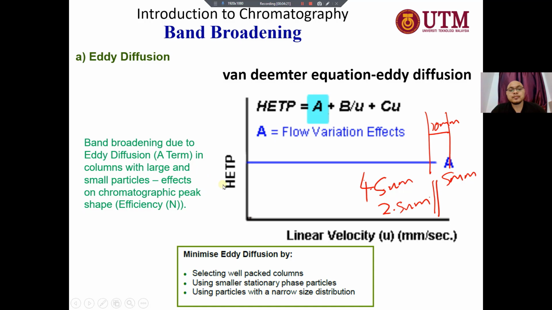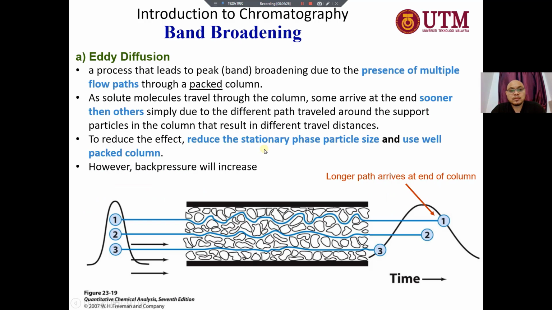I think that's it for eddy diffusion. Do I have anything I forgot? No. So in summary, eddy diffusion is due to multiple paths, with some of the paths having a longer distance. Because of the longer distance, some of the analyte molecules will reach the detector late, so it will cause the band broadening. So you need to understand the concept.